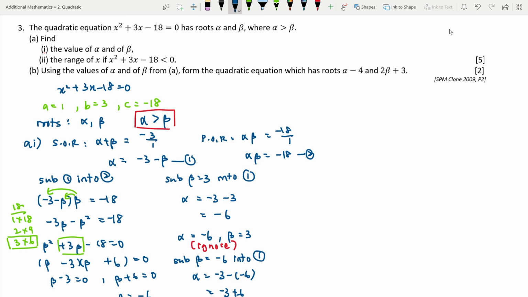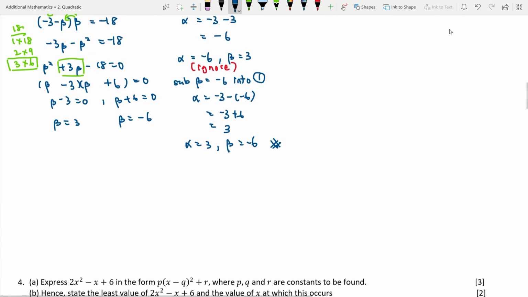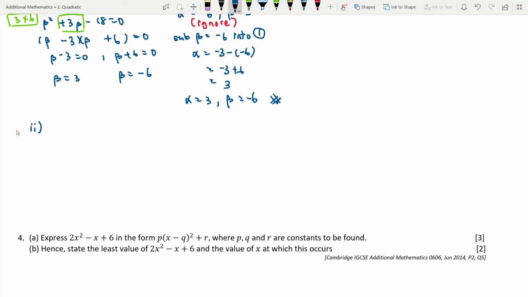A2. Find the range of x if x squared plus 3x minus 18 is less than 0. X squared plus 3x minus 18 is less than 0. We can factorize this inequality again, or if you notice, this expression looks exactly like this one. We can use this directly. But here I will show you another method of doing this inequality.